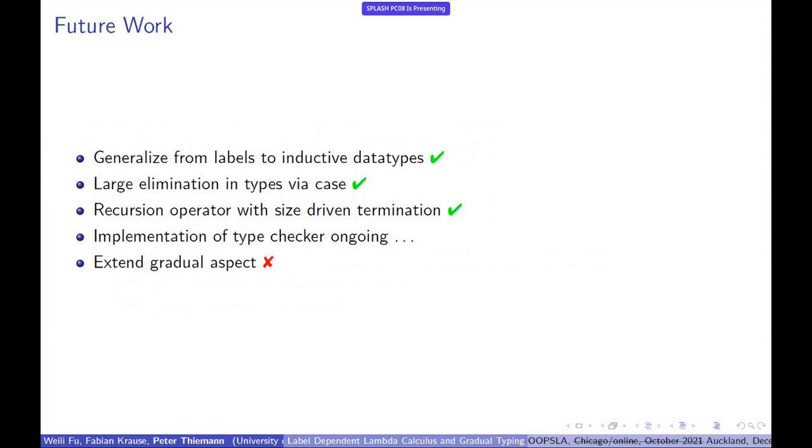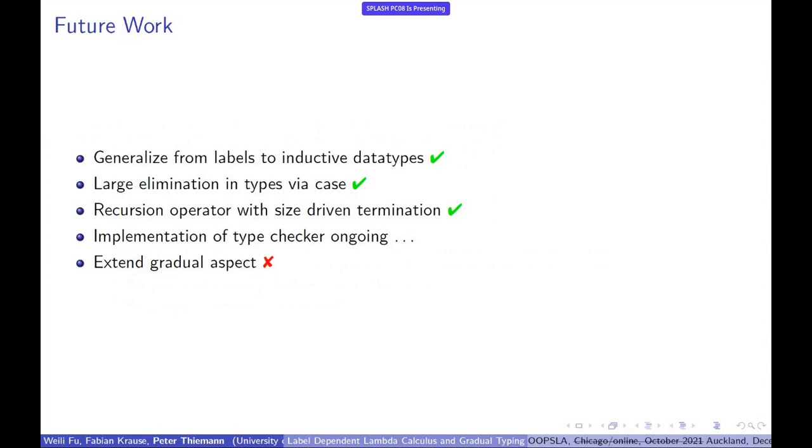The interesting thing is that here we still have just a case construct to do large elimination, but in addition, to deal with the induction, we have a recursion operator. The trick is, of course, you want it to terminate. So we have a size-driven termination argument for that. The recursion is restricted in a way that it can only be invoked on subterms.